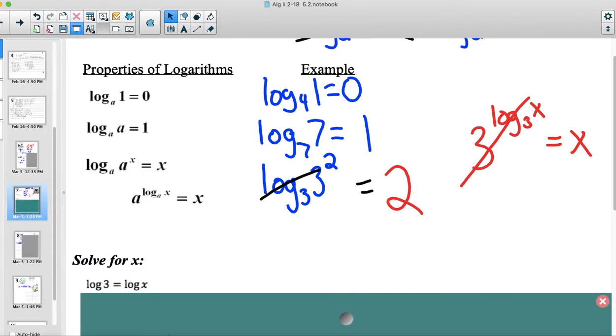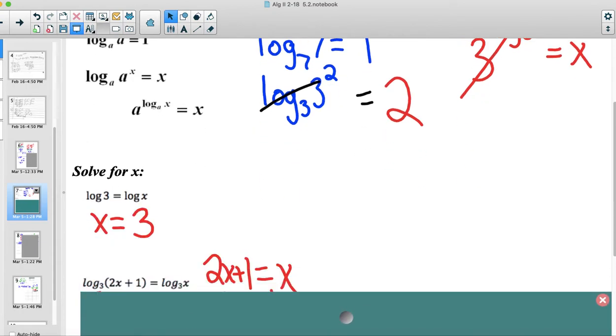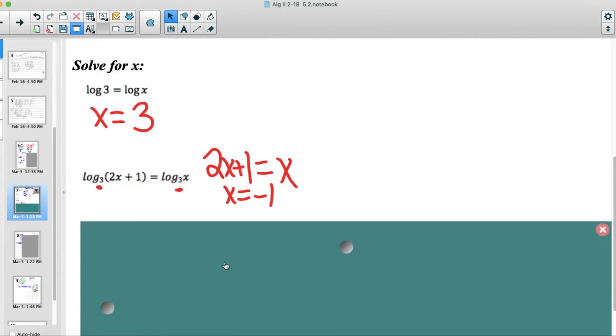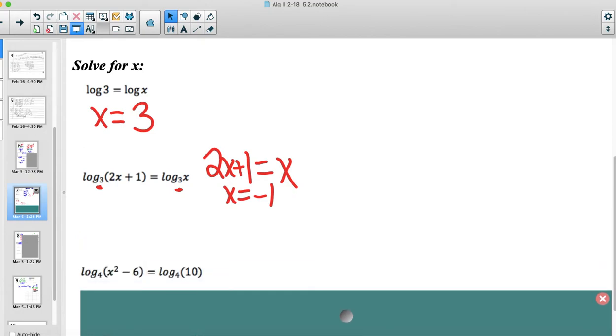Okay, so let's look at an example right here. Again, you see that log is on both sides, so then 3 would have to equal x. In this case, you see the bases are the same, log base 3, so then 2x plus 1 has to equal x. And then we solve, x equals negative 1. And this one is similar to the one we did yesterday. x squared minus 6 equals 10. So then x squared would equal 16, and x would equal 4 or negative 4.